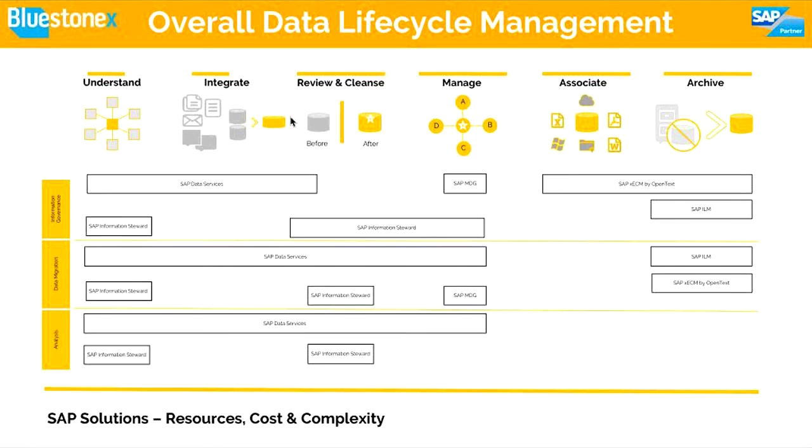What does it need to hook into? And then you get into areas such as cleansing. So that might be legacy data, or it might be merger and acquisition data that we need to cleanse, or ongoing runtime data within your ERP, and so on. So managing that data, associating documents with that data, and then lastly, end of life and archiving data following the various regulations that you've got.